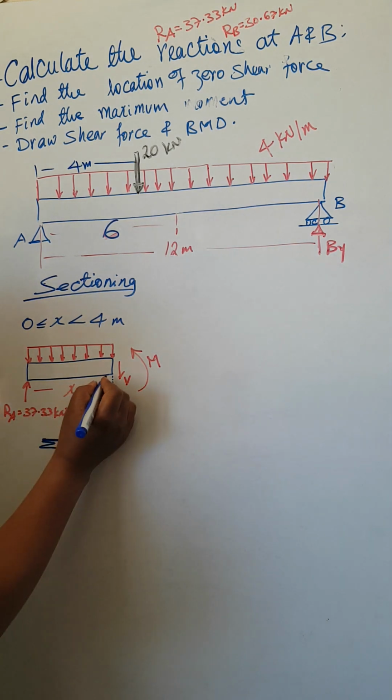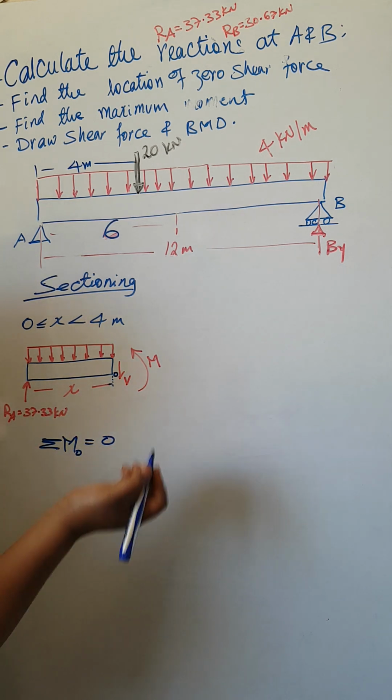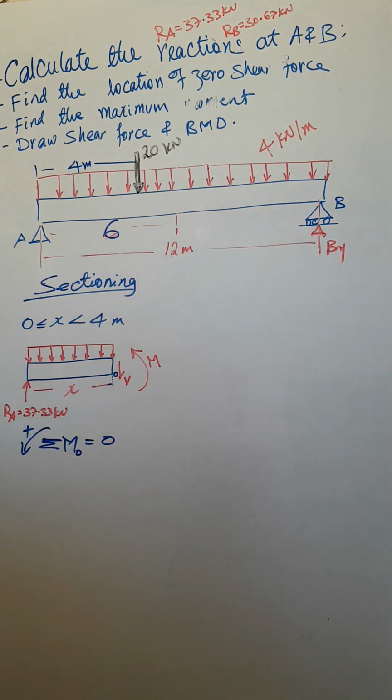Often it's simply called O. This is to mean the section point, okay? At O is equal to 0, considering the counterclockwise as positive moment.